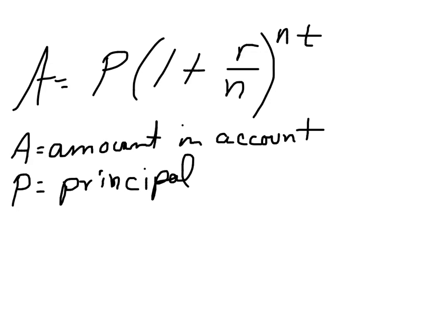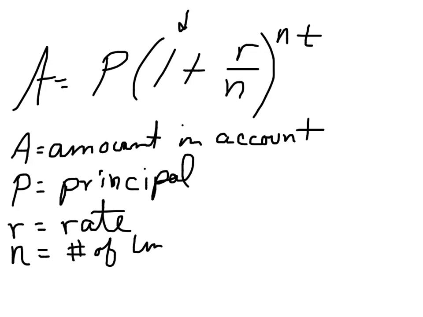Okay, and I'm going to give you a scenario there. The next part along that, that's a 1. Okay, that is a 1, not an L. That's a 1. What's R stand for? Rate. It's the same thing. N refers to the number of times a year. So for those of you that have savings accounts, do you know how many times a year the interest is compounded? You don't?